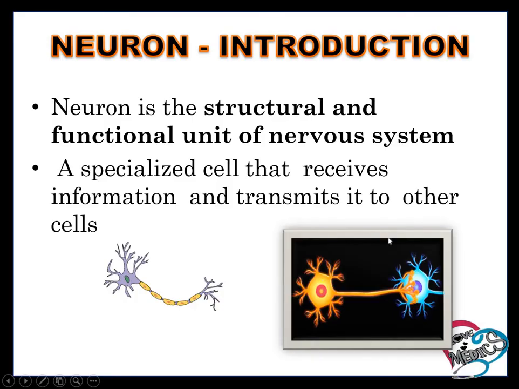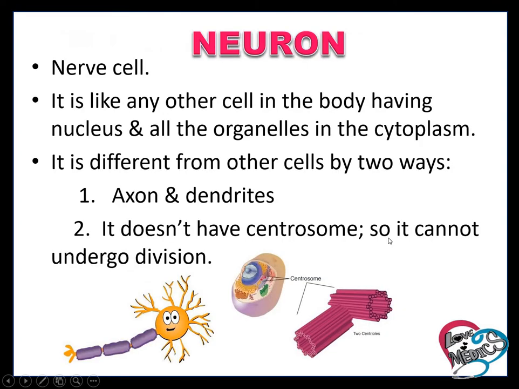Neuron. Neuron is the structural and functional unit of the nervous system. Collection of neurons is the nervous system. These neurons help to transmit the electrical impulse from one cell to another cell. Neuron is also called nerve cells.